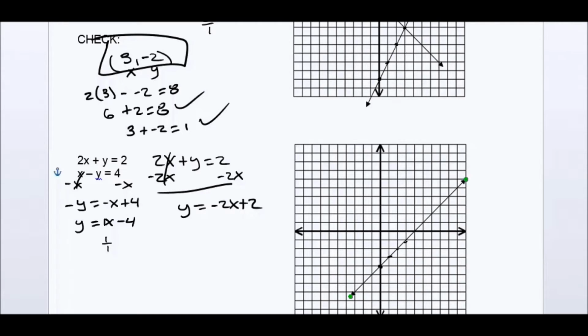Now let's plot the second one. I start at plus 2, start at the origin and go up 2. Then from there, my slope is negative 2, which is negative 2 over 1. So I'm going to go down 2, 1 to the right, down 2, 1 to the right. There's my solution. My solution is a point of intersection. It's also the set of coordinates that satisfy both equations.